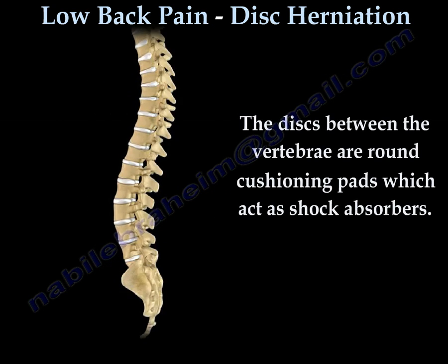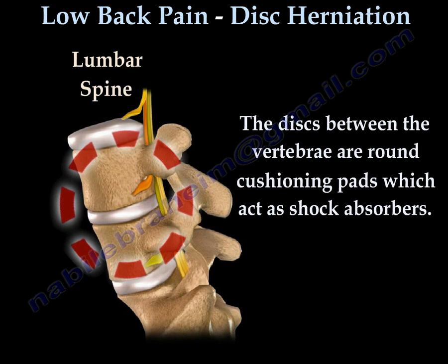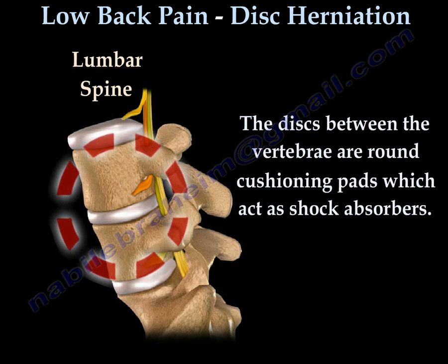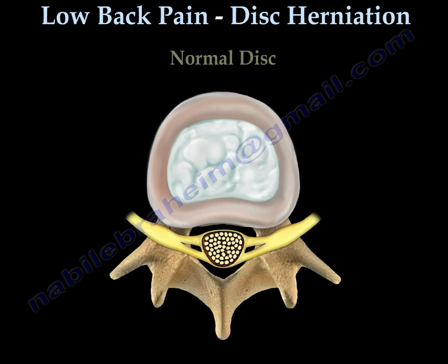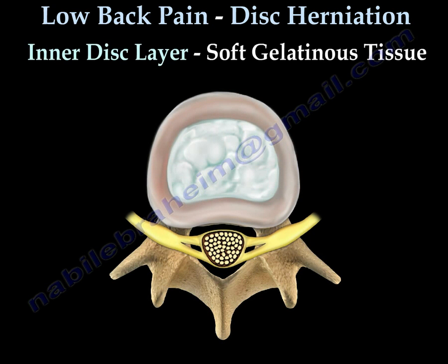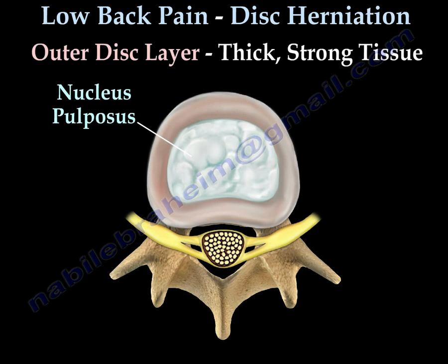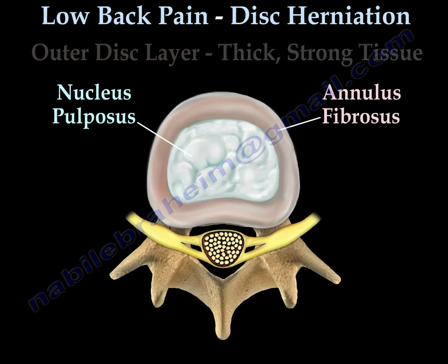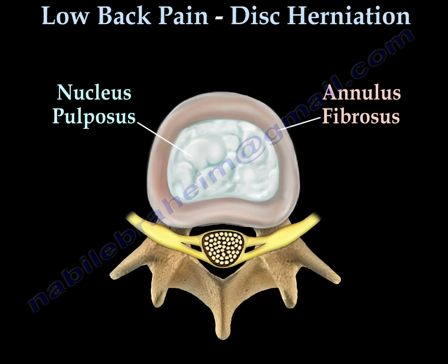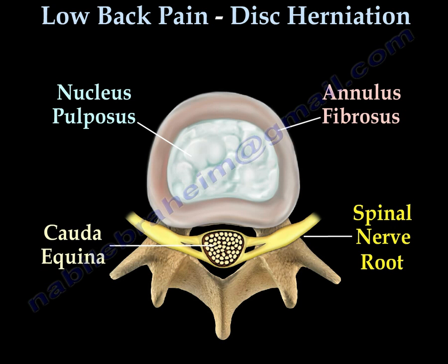The discs between the vertebrae are cushioning pads which absorb the shock. In a normal disc, there are 2 layers: the soft gelatinous inner layer, which we call the nucleus pulposus, and an outer thick strong layer, which we call the annulus fibrosus. Behind the disc lies the spinal nerve root and the cauda equina.